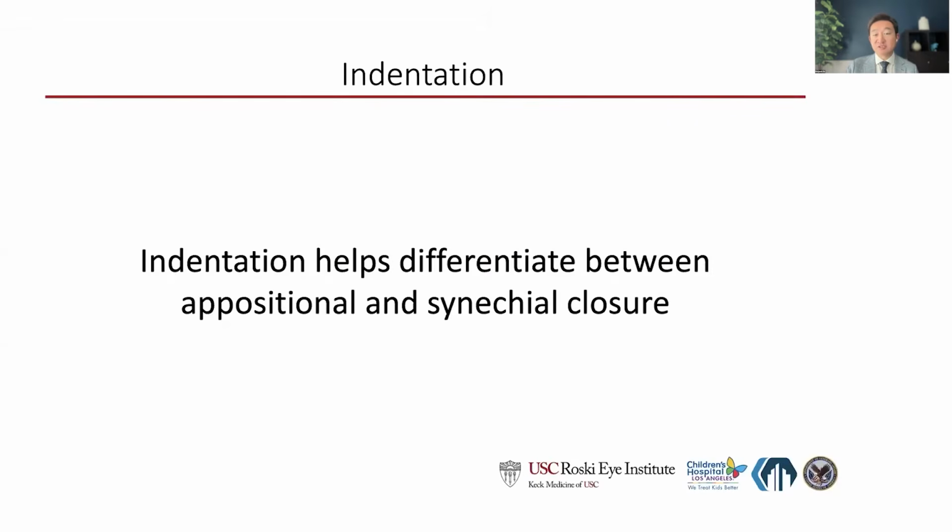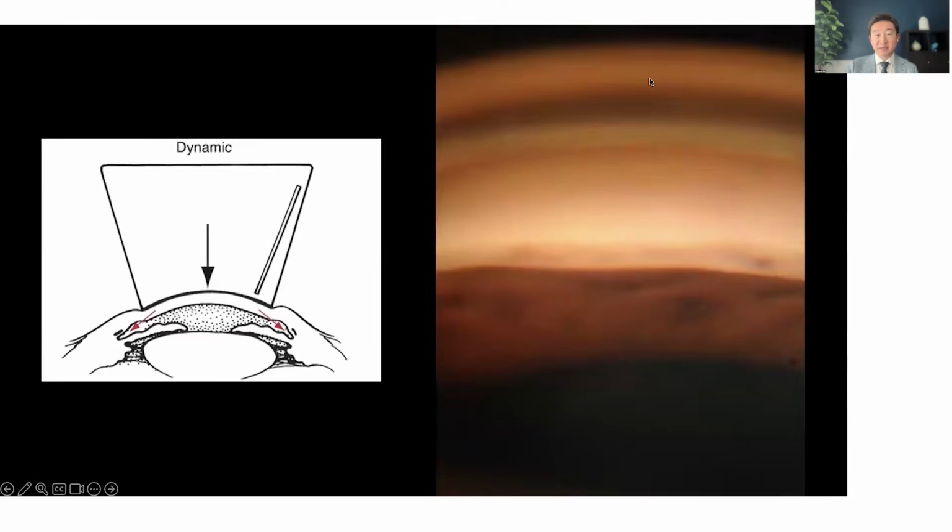Next, indentation helps differentiate between appositional and synechial closure. Indentation is a very important component of dynamic gonioscopy, and the principle here is that by applying a force on the corneal surface, the aqueous humor in the anterior chamber, which is a non-compressible fluid, is forced into the angle recess, opening the angle recess as long as there is not the presence of peripheral anterior synechiae.